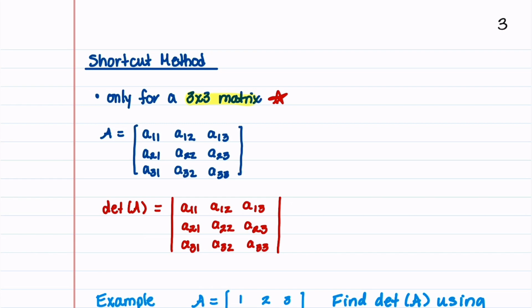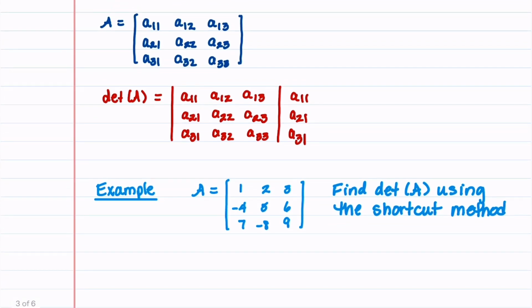The way we calculate the determinant using the shortcut method is to write down the first columns of A to the right of the determinant. Let's go ahead and do that. Our first column is A11, A21, A31, and I'm going to push this up a little bit. Our next column is the second one, so it's A12, A22, A32.